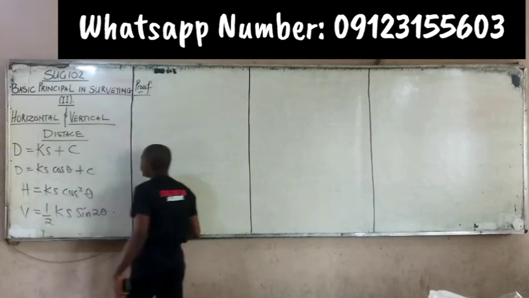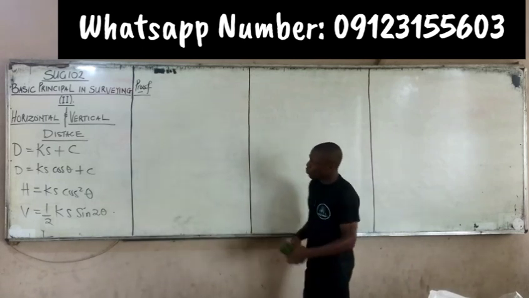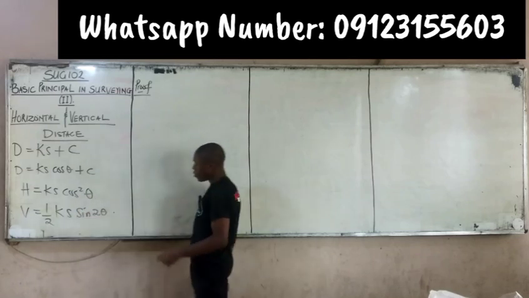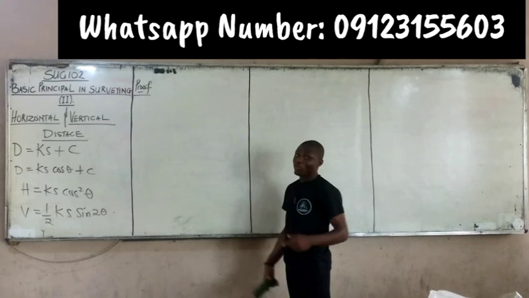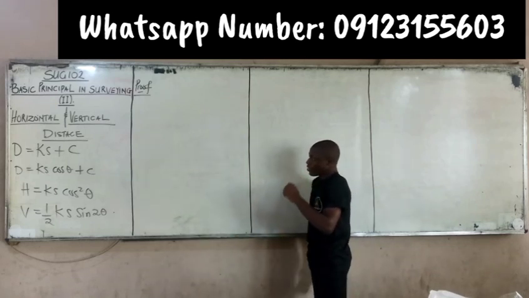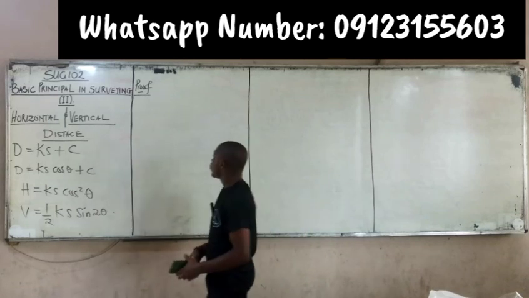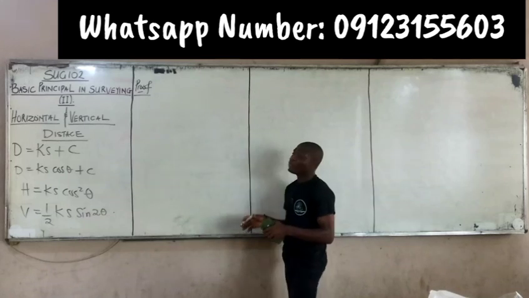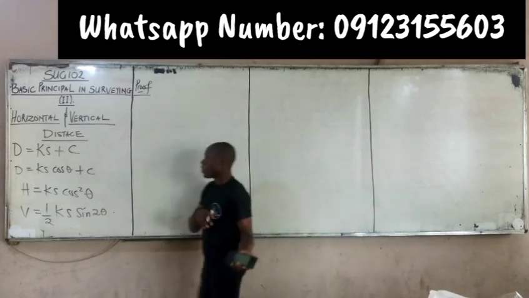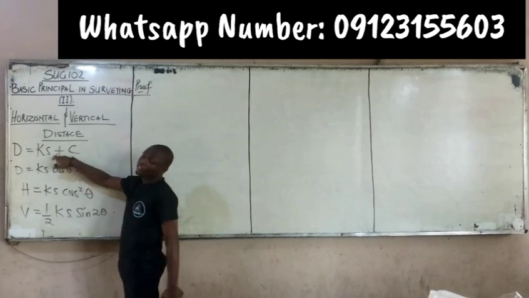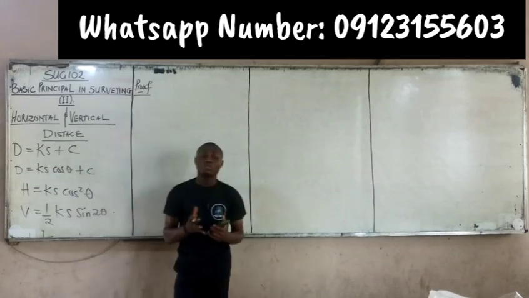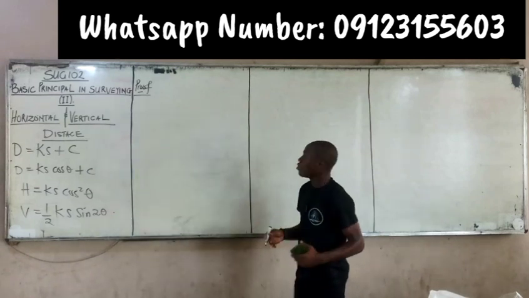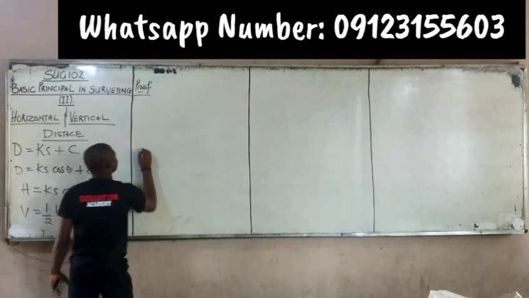During our exam period, we were taught to prove that H is equal to Ks cos squared theta and V is equal to 1/2 Ks sine 2 theta. I was the only one that could solve this problem. It's quite simple. So what is our first step here? When we proved distance in our initial example, when we proved D is equal to Ks plus C, we sketched a diagram. So to prove this concept too, we need to draw out a diagram.